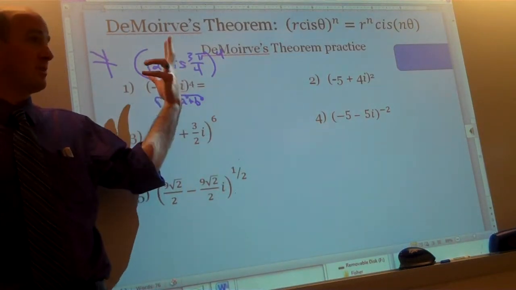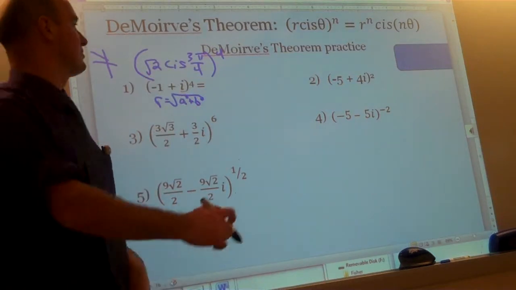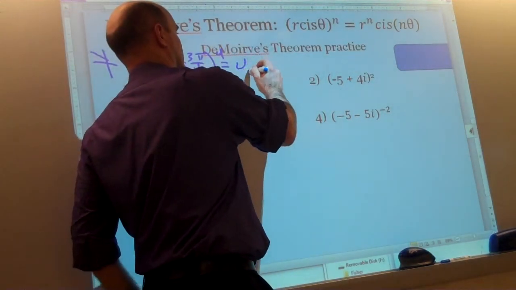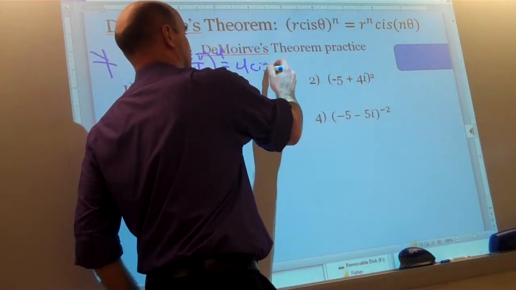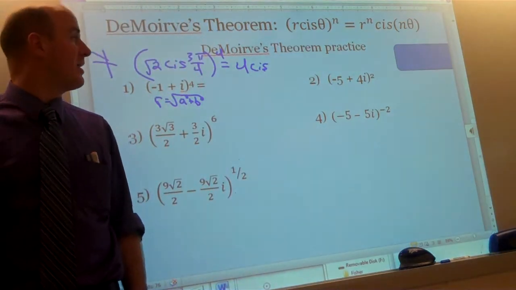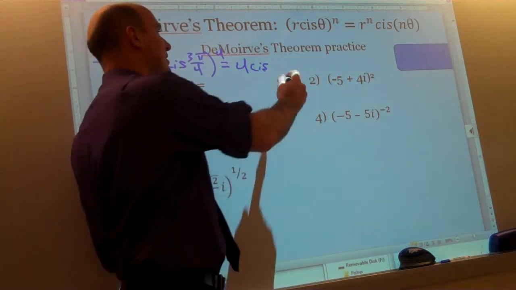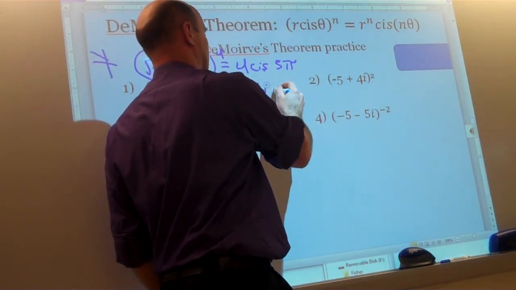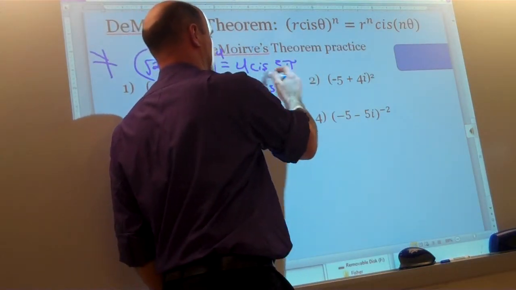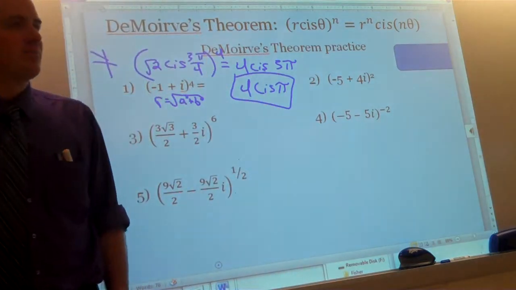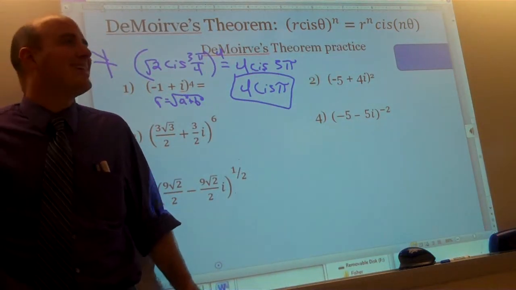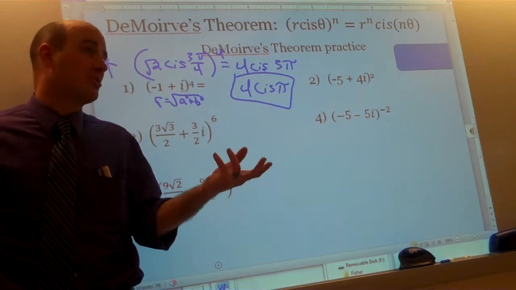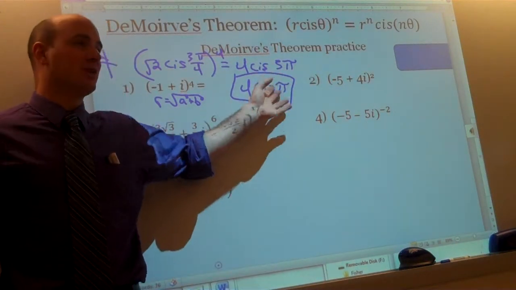Root 2 to the 4th would just be 4. Indeed. And what would my argument be? 3 pi. And then reduce pi. I'm talking about reduced pi. Reduce it to pi, because in the end our argument should be between 0 and 2 pi. So if it's negative or if it's too big, just knock it down.